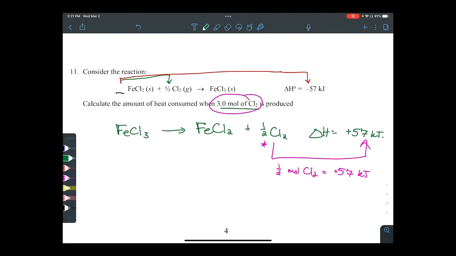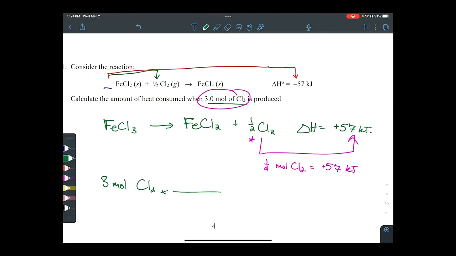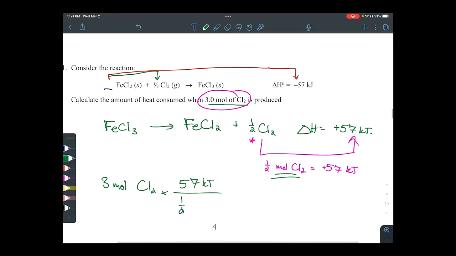All right, and then we set it up. So 3 moles of chlorine gas. In my next step here, am I going to put the 57 kilojoules on the top or the bottom? Top. So 57 goes on top because we want to put the 1/2 mole of chlorine gas on the bottom. And that's it. So that's the answer.